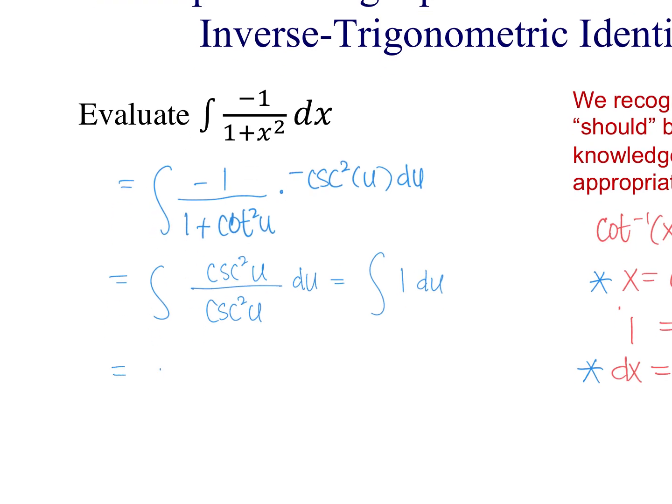The antiderivative of 1 is u, and u represented the inverse cotangent of x. And so now we've proven what I told you was true before, but now I've proved to you that it is true. All predicated on the best choice for u possible.